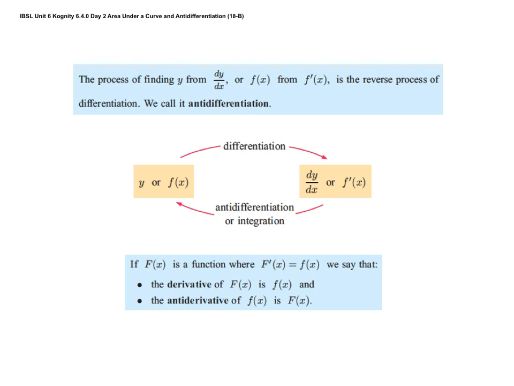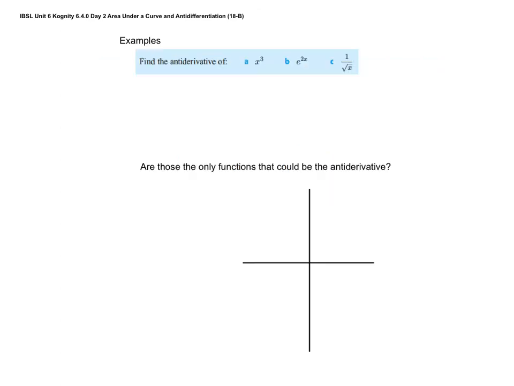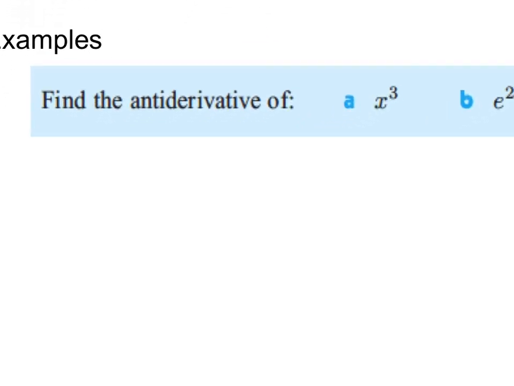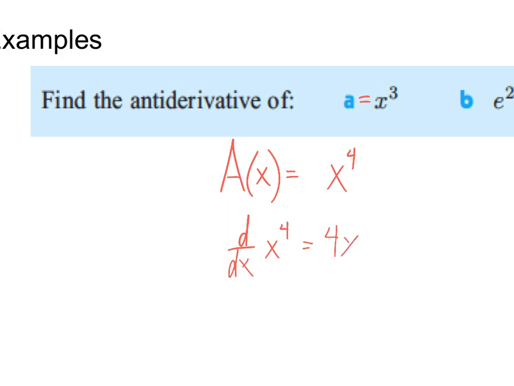All right? Now, the antiderivative, we use a capital F for. All right? And I'll do one example, and that's about all we'll have time for. Okay? So let's think about this. What function has a derivative equal to x cubed? x to the fourth. Okay, so if I'm going to say the antiderivative of x cubed is x to the fourth. Now let's try this. The derivative of x to the fourth is 4x cubed.